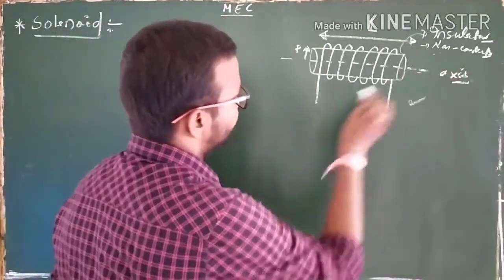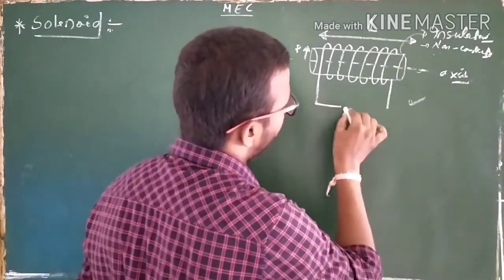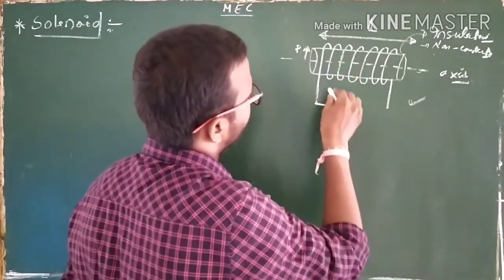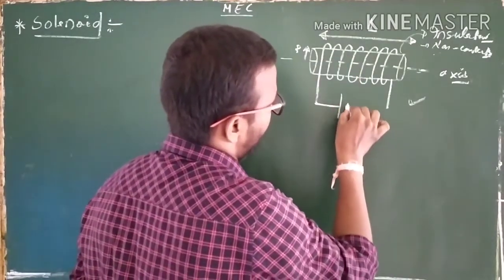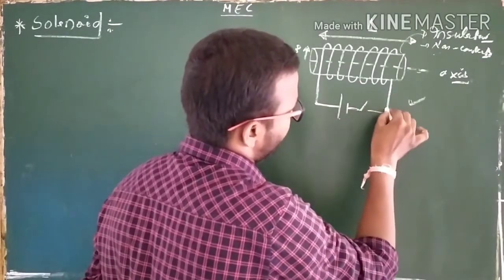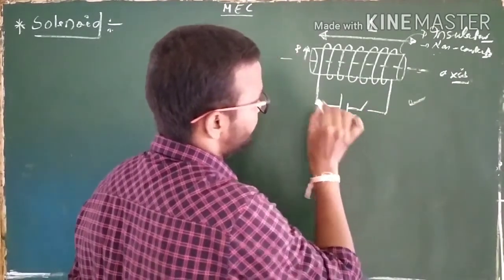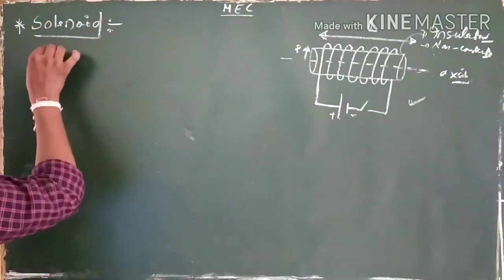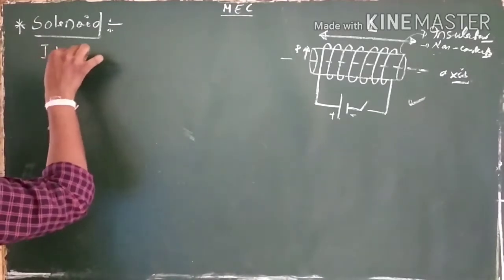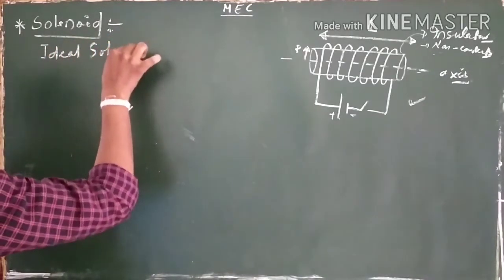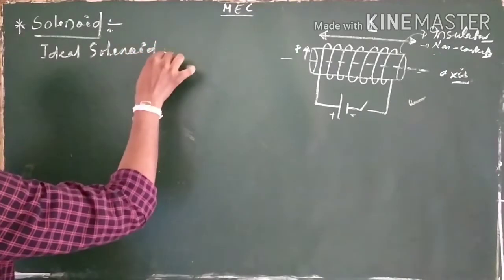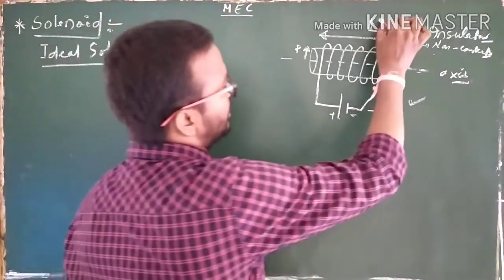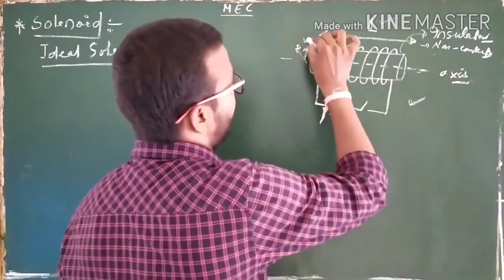Clear? Okay. If we connect here, this is the positive terminal and this is the negative terminal, and there is a key. So this is a solenoid. First we will discuss what an ideal solenoid is. Here we will discuss the ideal solenoid. For an ideal solenoid, the length of the solenoid is L and the radius of the solenoid is R.